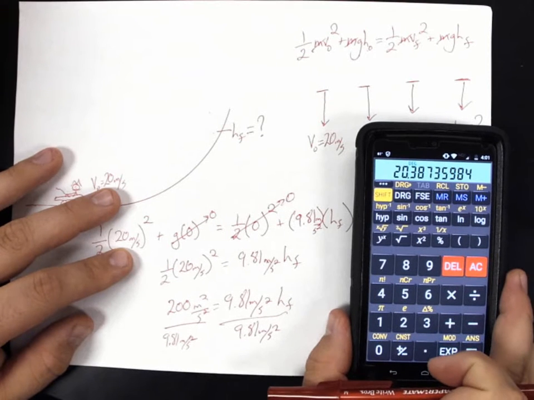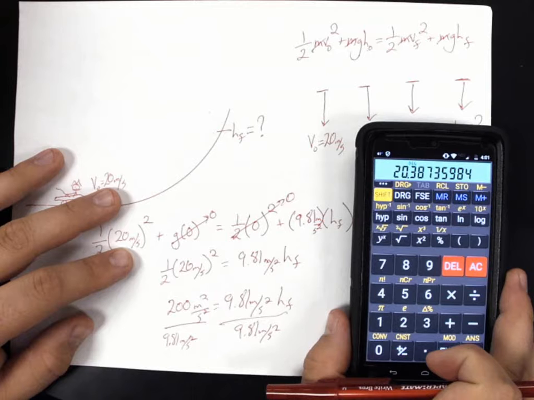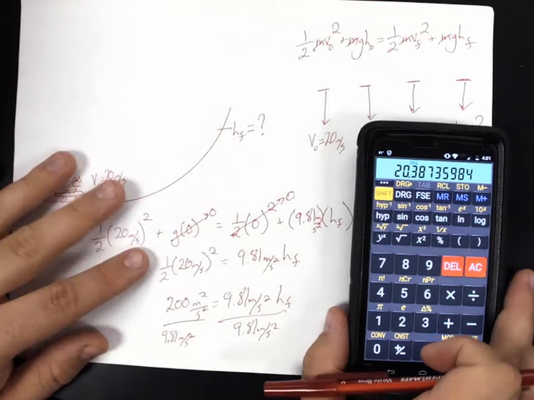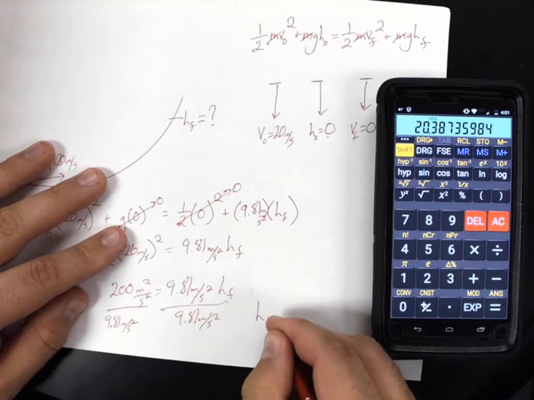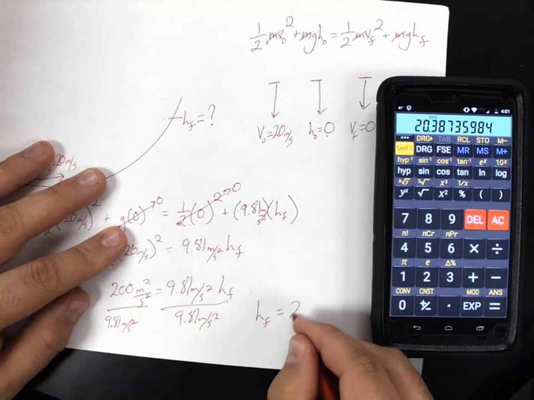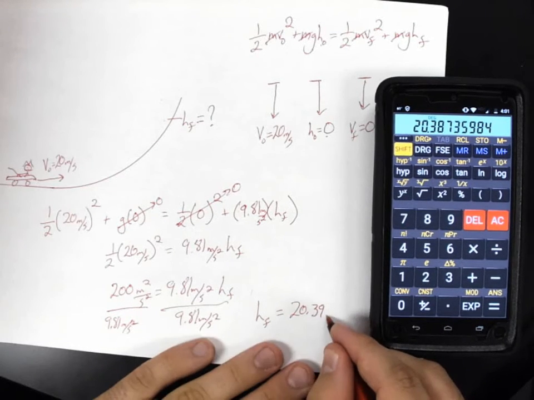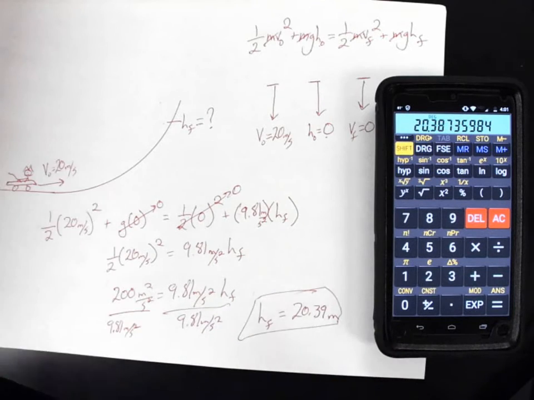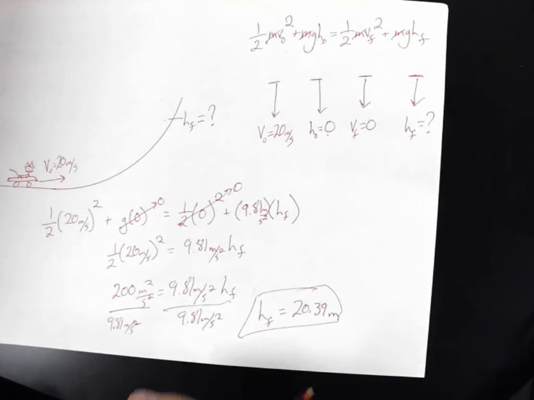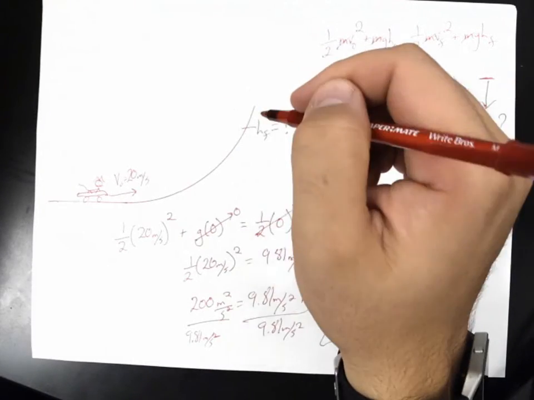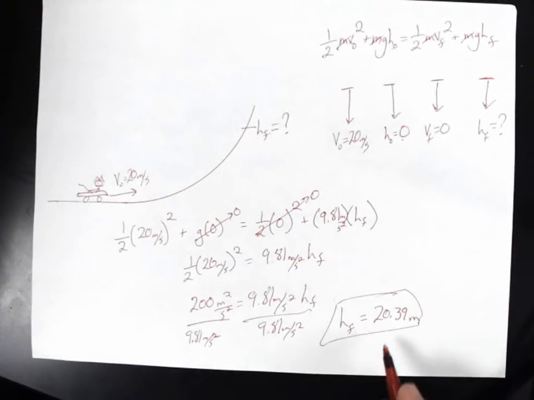A height, that's kind of weird. Is that right? It seems kind of high. I'll double check this number. Height final of 20.39, if we round, meters. Cool. So once again, all we did was we started at the bottom of the ramp, going 20 meters per second. We slowed to a stop at a height of, based on our problem, 20.39 meters.